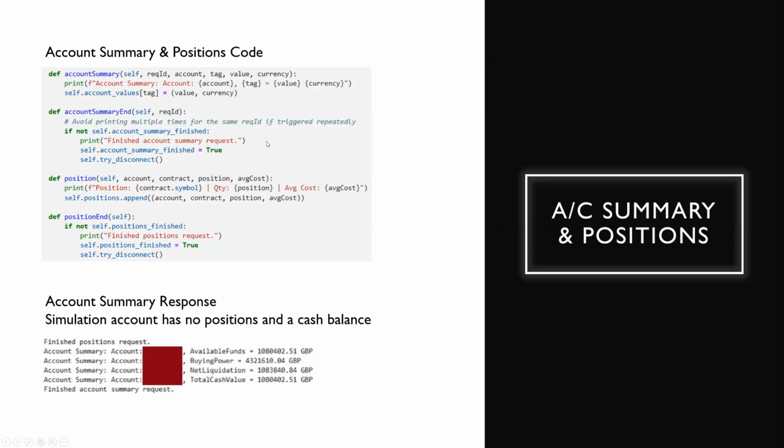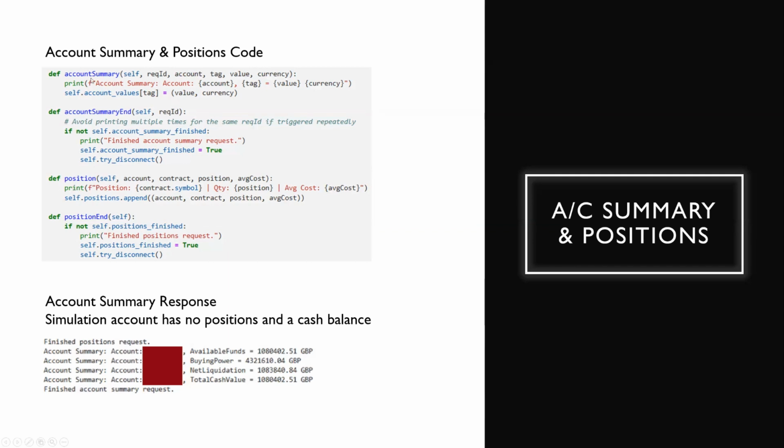Then when all the account summary is finished coming in, because it'll come in line by line, when there's no more account summary information being sent, the callback will enter this method, accountSummaryEnd, and we will print that we've finished our account summary, and we will try to disconnect.